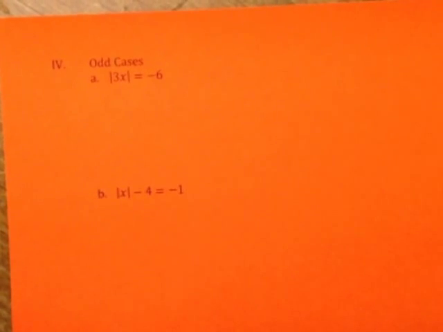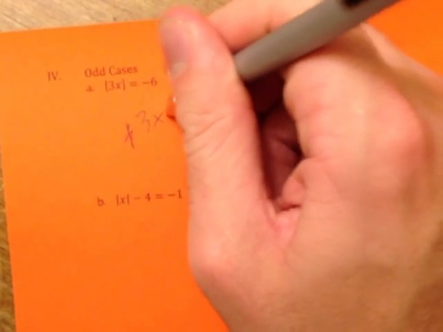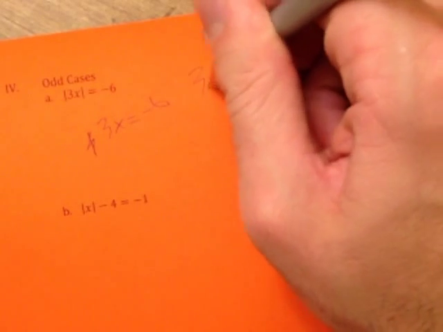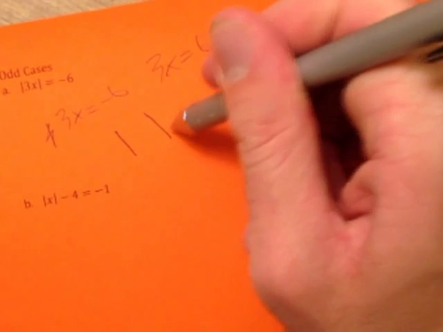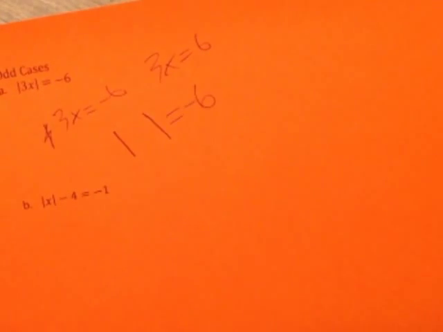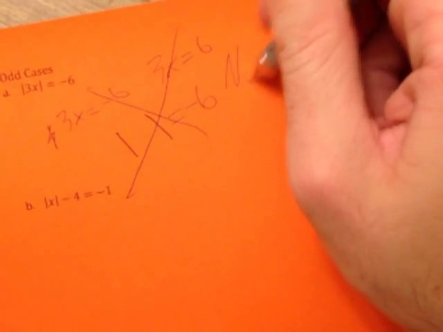Woohoo! On to the tricky examples. We're back to the orange paper. I know, you're all excited. So for A, what most people think to do is they go, okay, well, 3x equals negative 6 and 3x equals 6. Here's the problem. Our basic equation says the absolute value of a number is equal to a negative 6. We can't take the absolute value of anything at all and get negative 6. We'd have to get positive 6. So this just simply can't be true. There's no solution here.